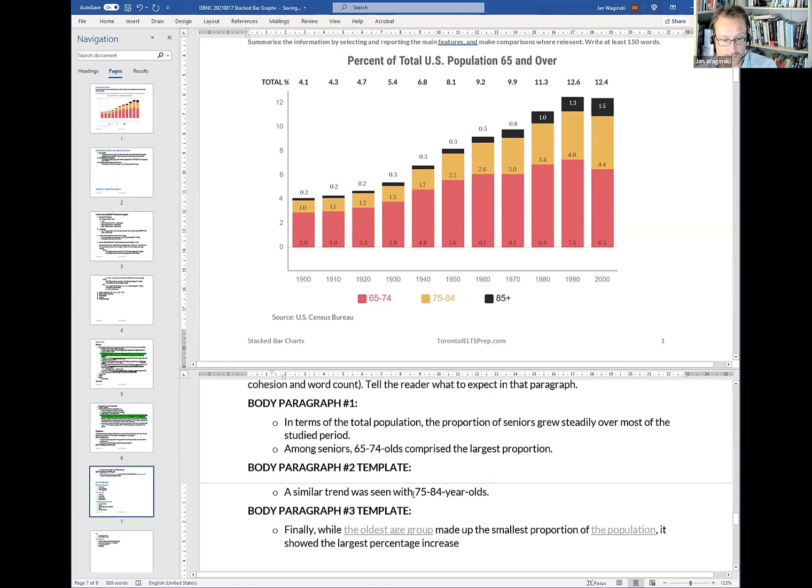And then in the final body paragraph, you can use this as kind of a template sentence for these kinds of situations. Finally, while the oldest age group made up the smallest proportion of the population, it showed the largest percentage increase. Okay. And you can swap out a product here, for example, or a budget item, right? And use this sentence as a template. Okay. And again, supporting data comes afterwards. And we've already talked about the supporting data, so you've got all that info. Okay, any questions about this one?